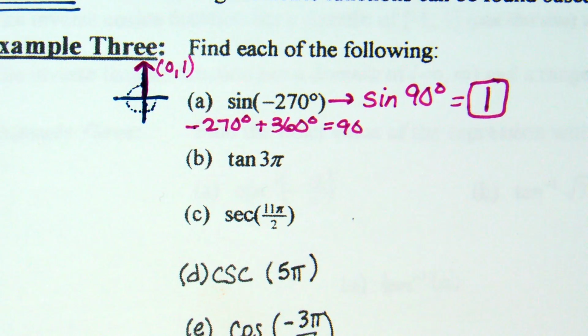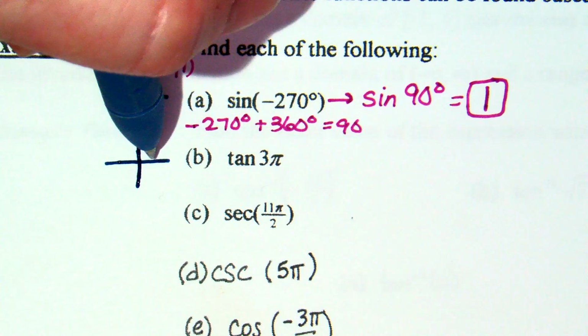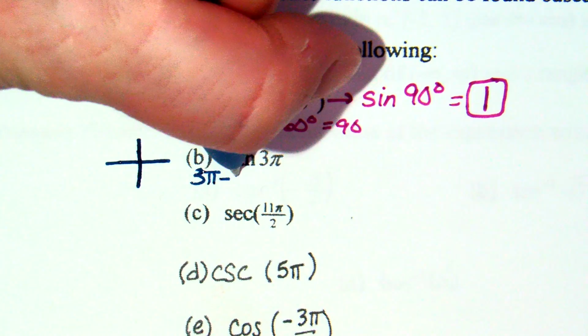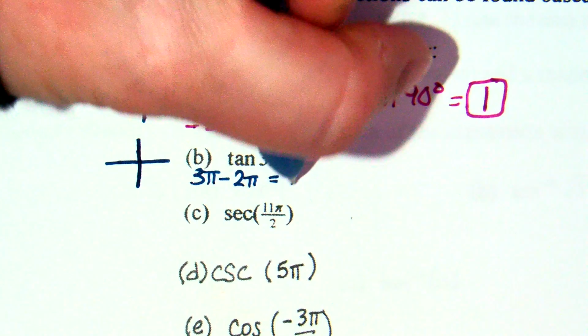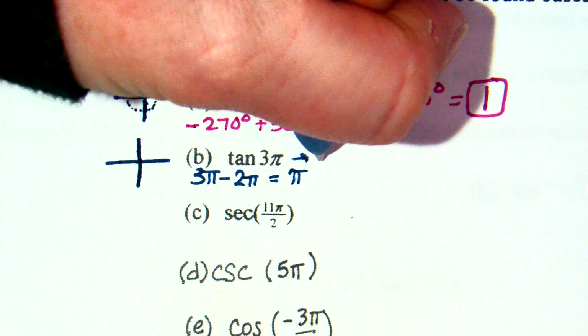Tangent of 3 pi. Three pi is big, yes? So if it's too big, what do we do? Subtract off 2 pi from it. What is 3 pi minus 2 pi? Pi. Oh, do we know where pi is? So what we're really doing here is the tangent of pi.